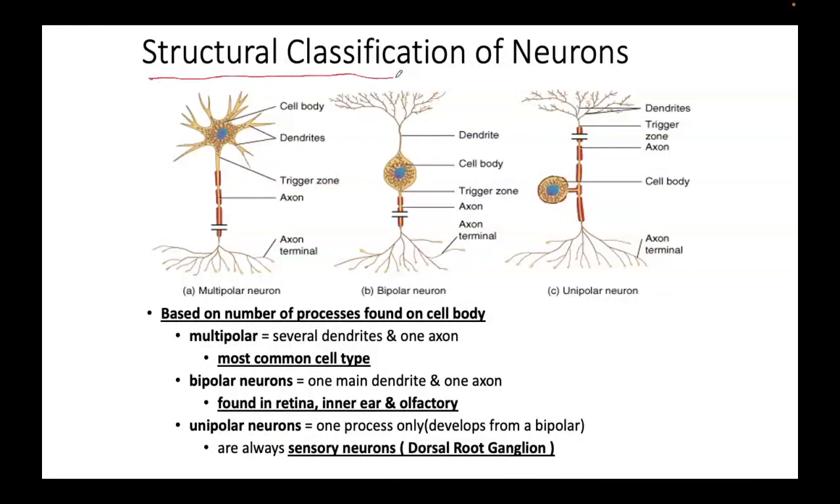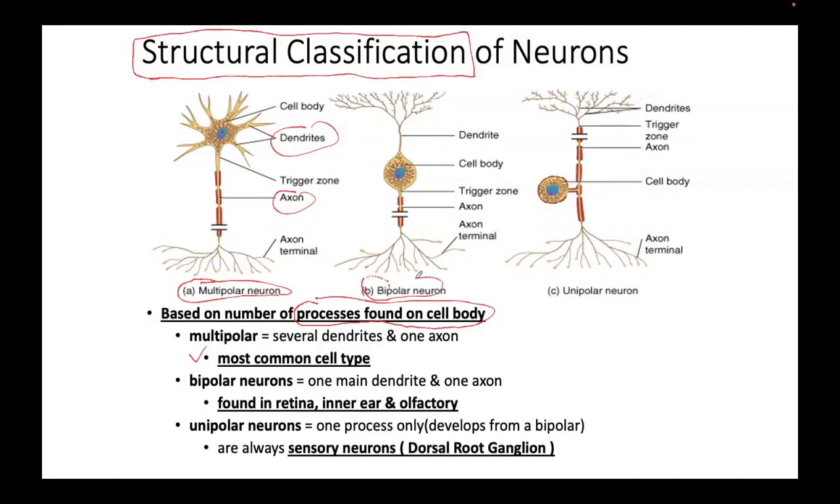Now, not only is there functional classification, but now we have structural classification based on the structure, based on the number of processes found on the cell body. So on the left, A is a multipolar neuron. This is the neuron that we looked at before, where we have several dendrites and we have one axon. So we have lots of dendrites, one axon. It's a multipolar. These are the most common type of nerve cells that we have.